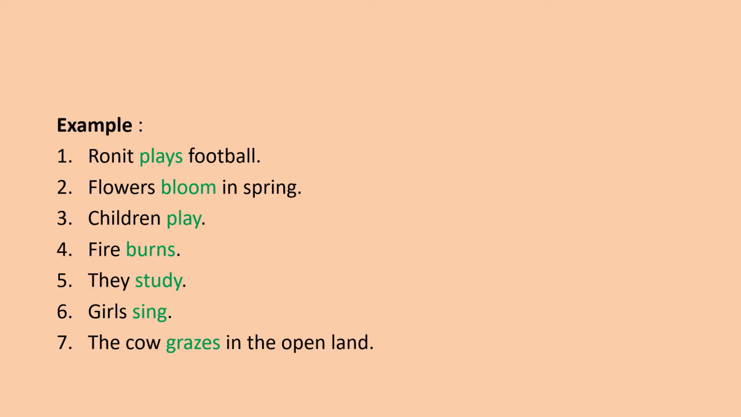So let us see some examples. The first example, have a look at it. Ronit plays football. Now in this sentence, Ronit is singular. So with singular in verb, we put s or es. So with play, s will come. Second sentence, flowers bloom in spring. Flowers are plural, so with bloom we will not put s or es. Third sentence, children play. Children are plural, so with play we are not going to use s or es.